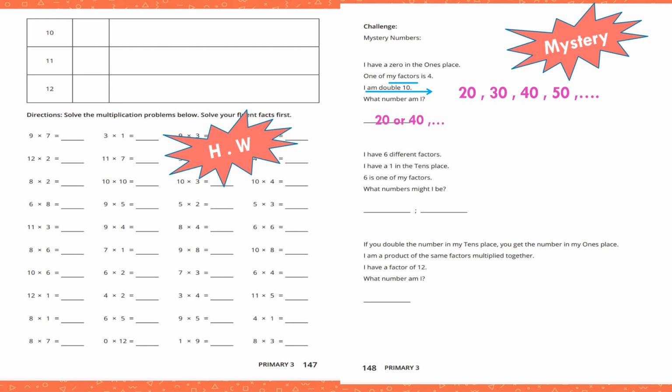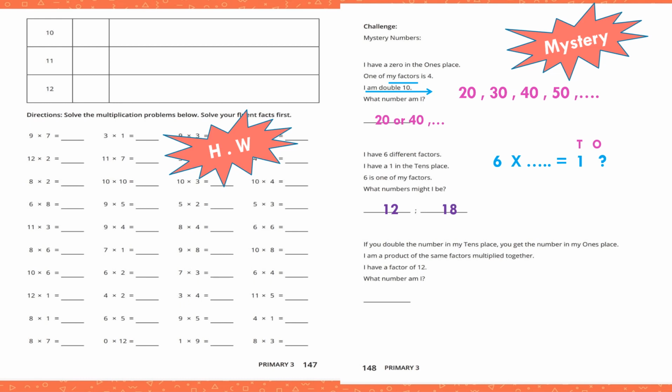The next one. I have 6 as one of my factors. I have a 1 in the tens place. So, what are the multiples of 6 that have 1 in their tens? 12 and 18.